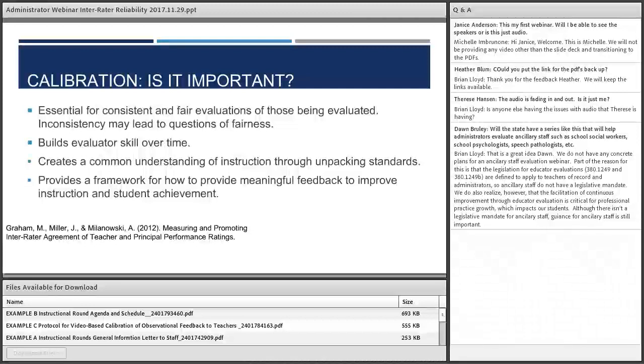So calibration is important because it's essential for consistent and fair evaluation of those being evaluated. We understand that inconsistency between evaluators can and it will lead to questions regarding fairness. We do know that engaging in calibration activities will build evaluator skill set over time. We do know that it creates a common understanding of instruction by engaging and unpacking standards. And we do know that it provides a framework on how to provide meaningful feedback to improve instruction in and around student achievement. It can also ensure a meaningful evaluation experience for all those being evaluated.